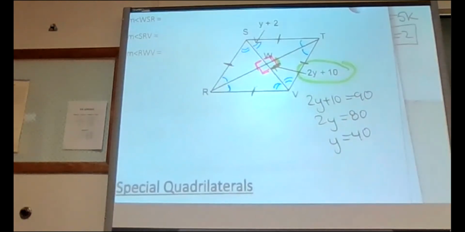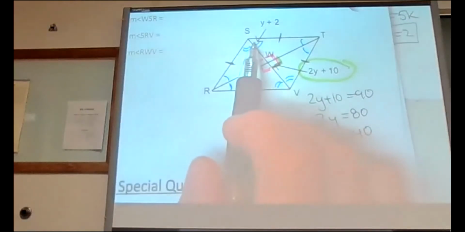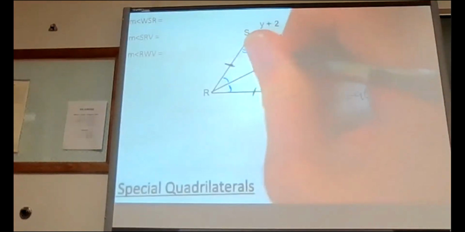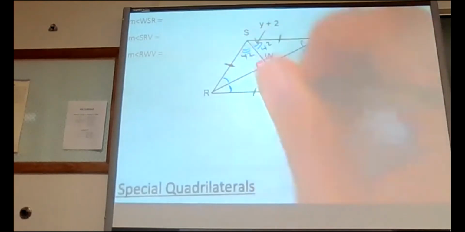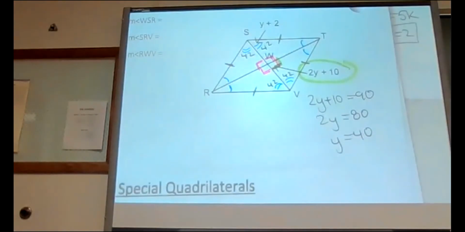Okay, now that I know what y is, I'm not even going to look at this. I'm just going to show you how you play this game with filling things in. Then this angle here would be what, if y is 40? 42. If this angle is 42, then this angle is 42, and this angle is 42, and that angle is 42. Okay, they're all broken up equally. That's one of our rhombus properties.